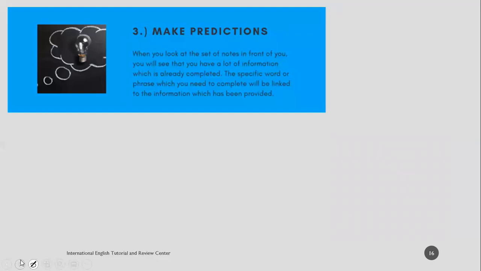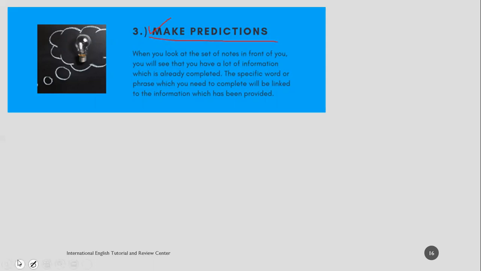All right. Next, make prediction. So this is what I have mentioned a while ago. When you look at the set of notes in front of you, you will see that you have a lot of information which is already completed. The specific word or phrase which you need to complete will be linked to the information which has been provided. So once again, how would you do that? We have the structure and the content prediction.